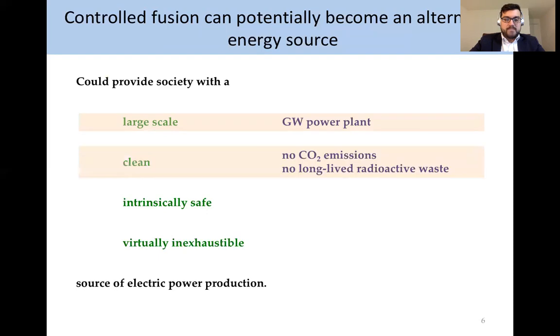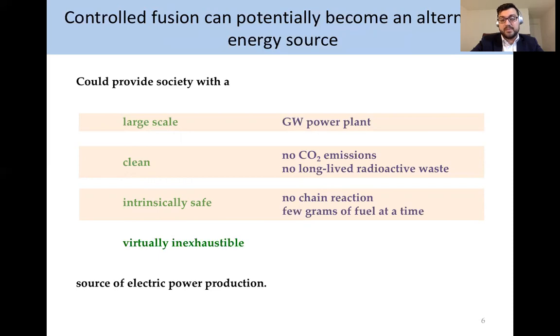It's intrinsically clean, so there is no CO2 emission and no long-lived radioactive waste. It's intrinsically safe in the sense that it does not rely on a chain reaction such as fission. So if something goes wrong with the machine, you can just stop the reactions and nothing keeps running after that. And it's virtually inexhaustible because you can basically extract deuterium from seawater, and you can breed tritium from lithium.